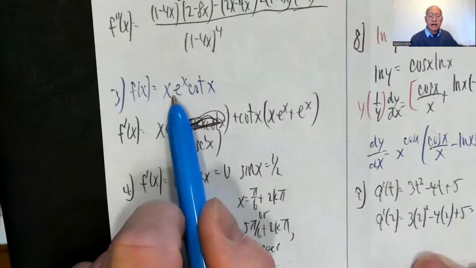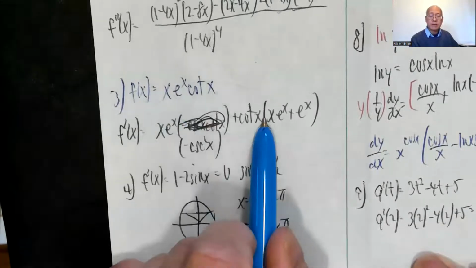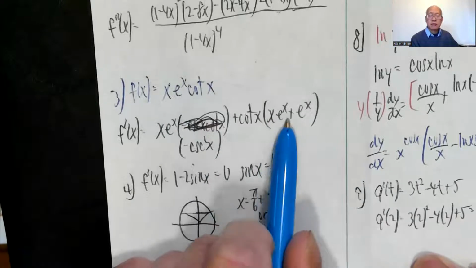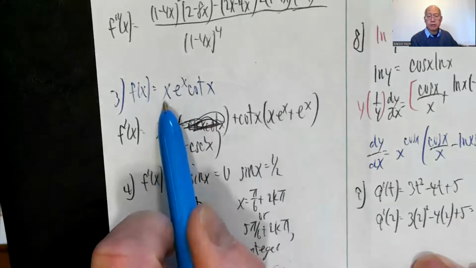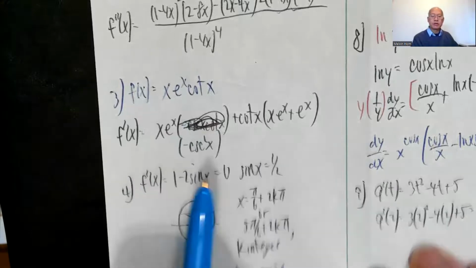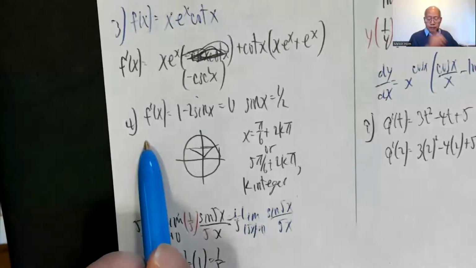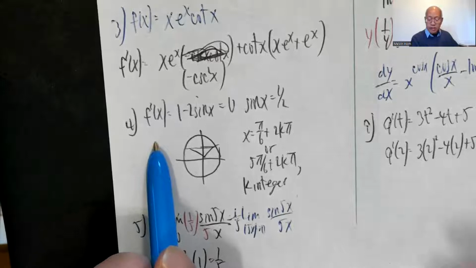So I have to differentiate x e to the x, which is x times the derivative of e to the x, which is e to the x, plus second function e to the x times the derivative of the first, but the derivative of x is just 1. And you can just leave it like that. Okay. Number 4, horizontal tangent means derivative is equal to 0.